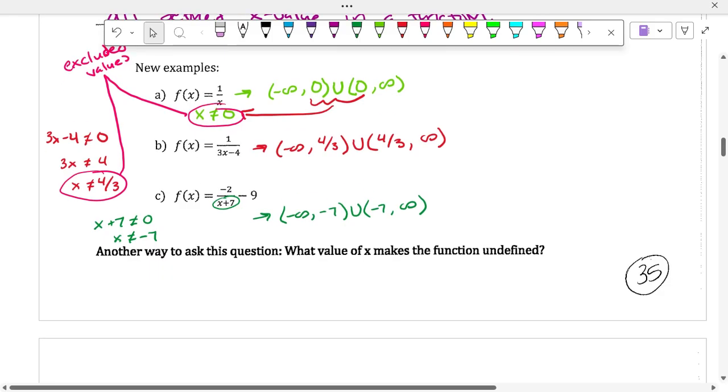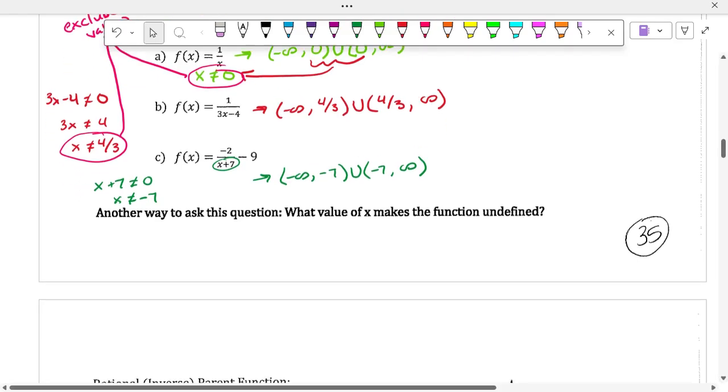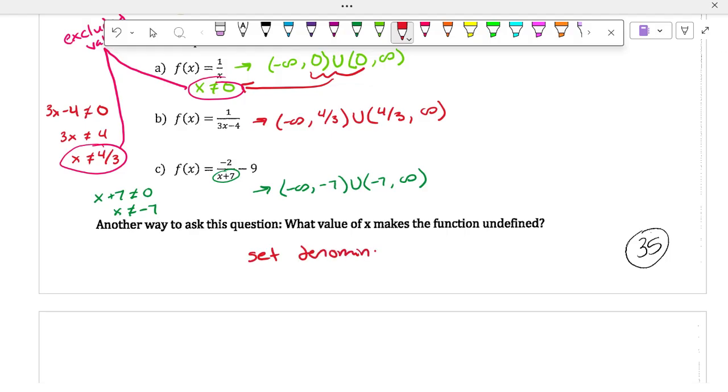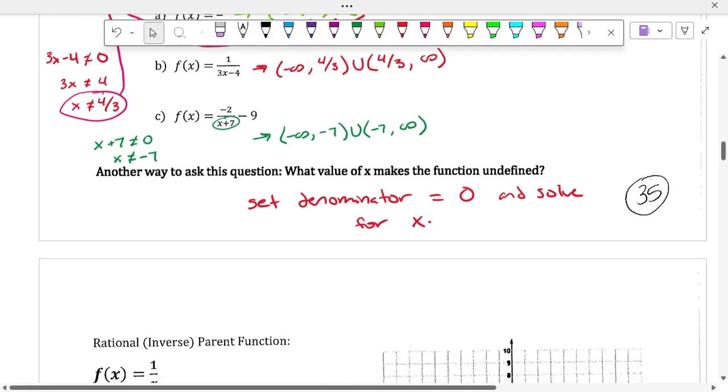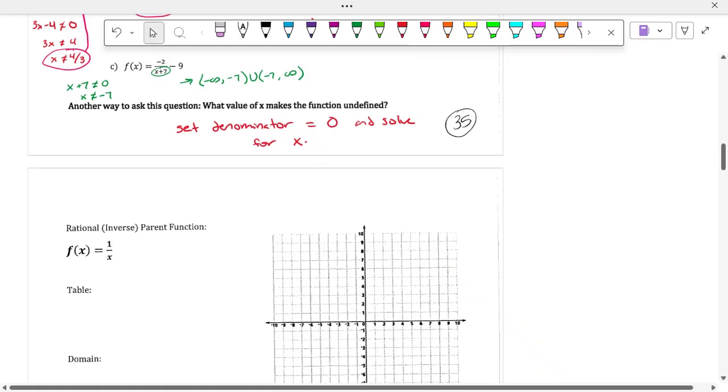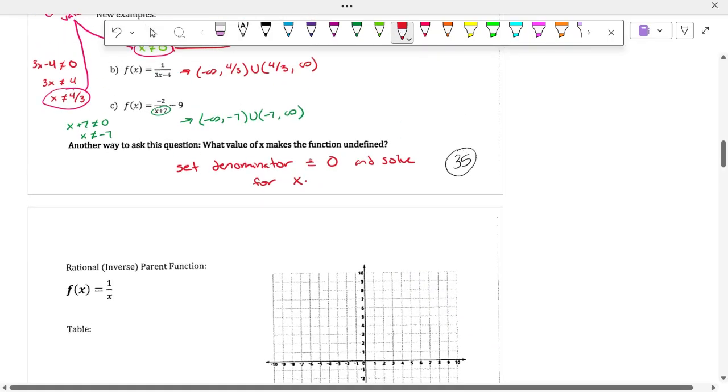So another way to ask this question is what values of x make the function undefined? So again, all you got to do is set the denominator equal to 0 and solve for x. Maybe not equal to 0. Yeah, not equal to 0, equal to 0. It's pretty much the same concept. It just can't be equal to 0.